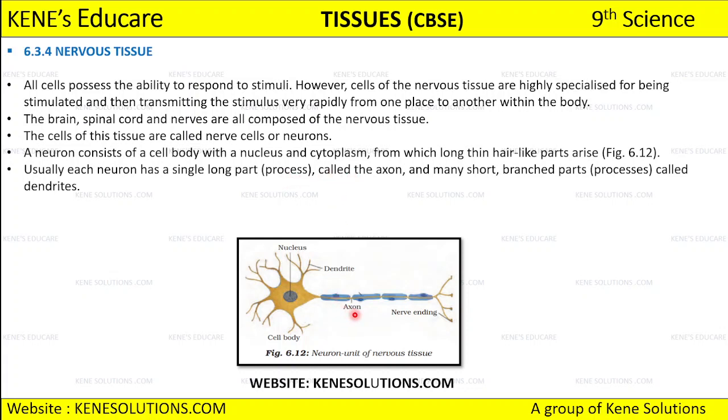So what does every neuron have? It has a single long part, which we call the axon, and it has many short branched parts, which we call dendrites. So remember this: the long large part of the neuron we call the axon, and the short branched part we call a dendrite. You should be aware of where axons and dendrites are present. They are present in the neurons. Okay, so this is the nerve ending, this is the nucleus, and this is the cell body.